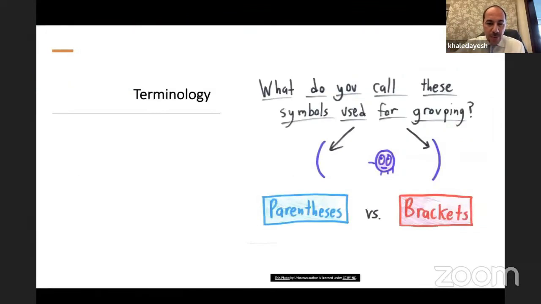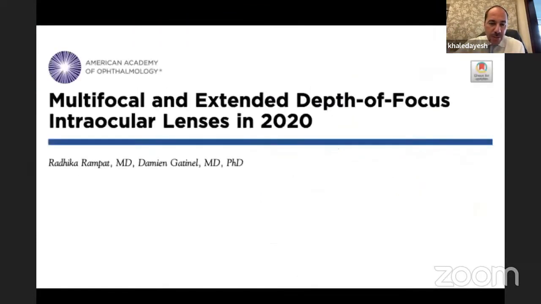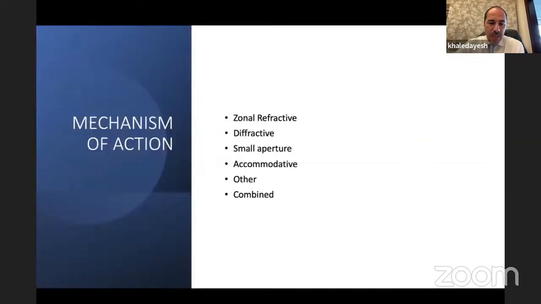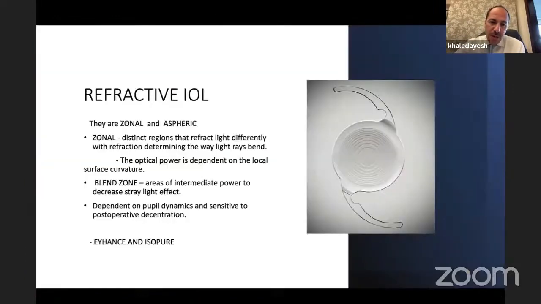So if you come to the terminology, there are a lot of terms in the field. I think this is a very good article that summarizes the multifocal and the EDOF lenses available in the market. I advise everyone who wants to use these lenses to read this article. What about the mechanism of action of these lenses? These could be zonal refractive lenses, could be diffractive, could have a small aperture, could be accommodative, or could have a combined mechanism of action.